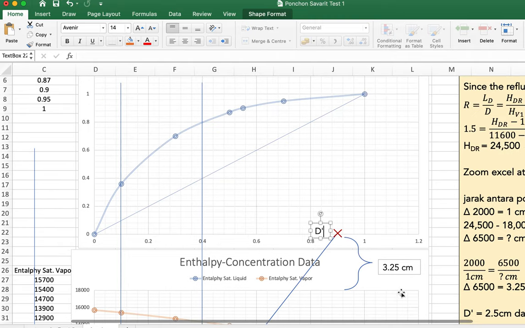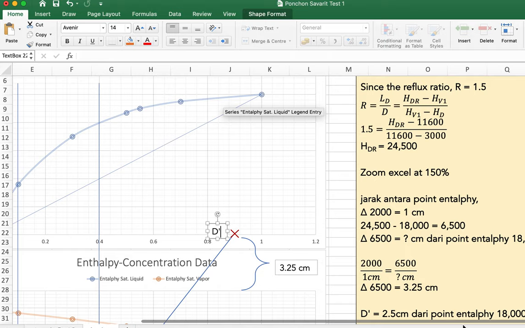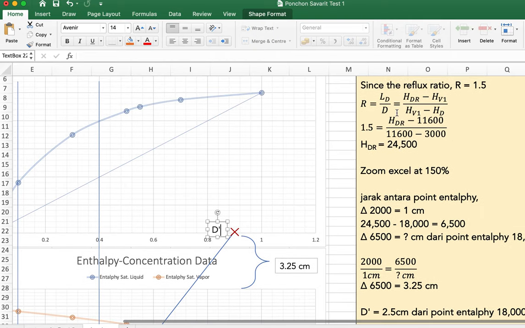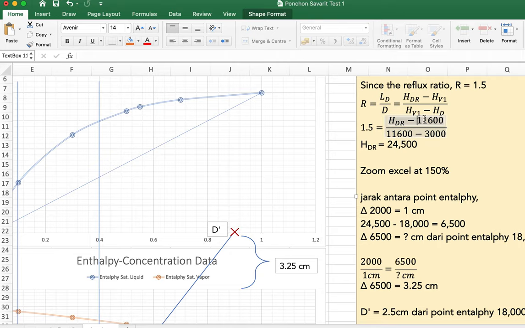So how to determine the D prime? So we will use the reflux ratio equation. So firstly, we also need to determine HV1 and HD.